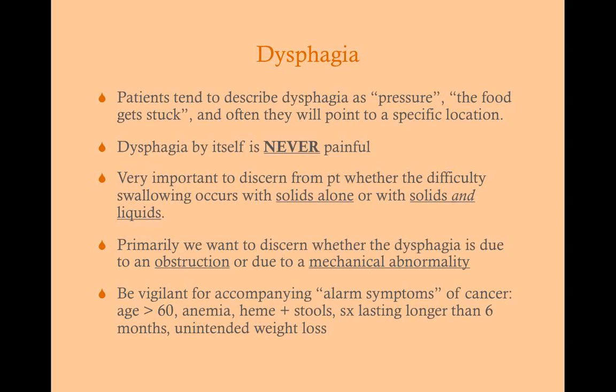And then be vigilant for accompanying alarm symptoms. What these alarm symptoms are basically something that will point us towards cancer. So in any patient that has dysphagia who is over the age of 60, who has anemia, heme-positive stools, symptoms lasting longer than 6 months, or a patient who has unintended weight loss.